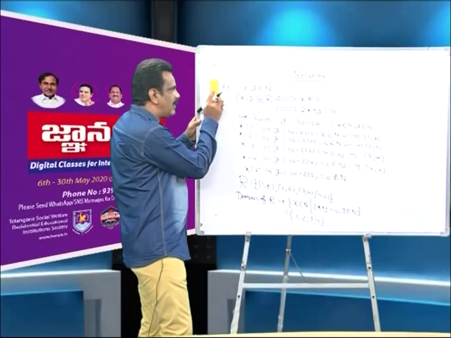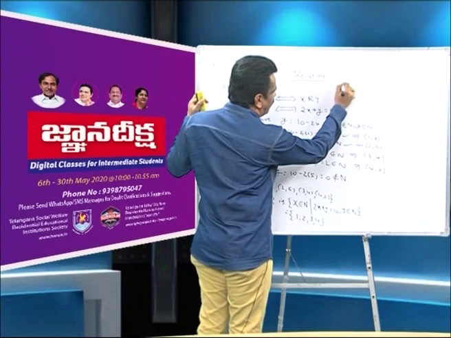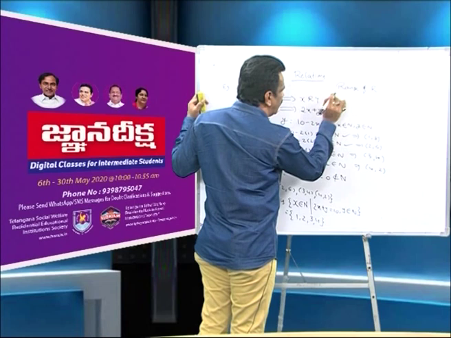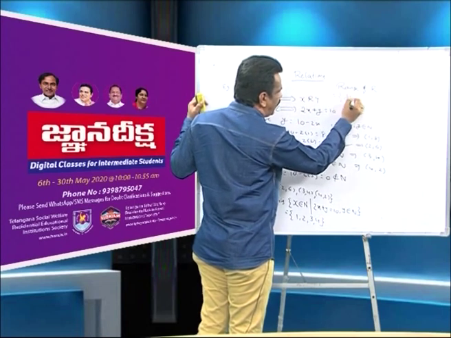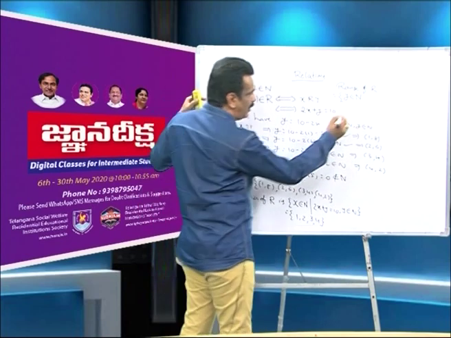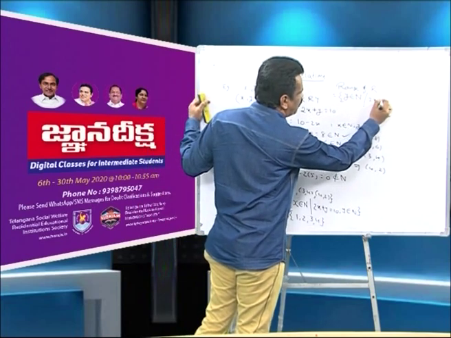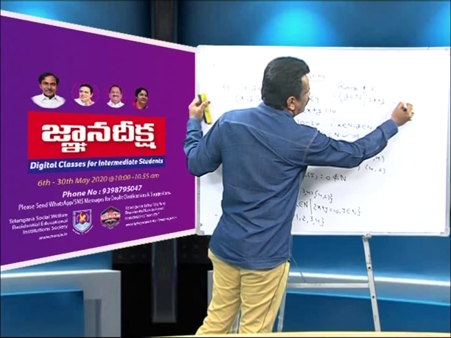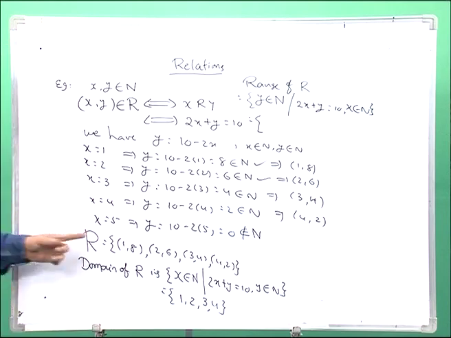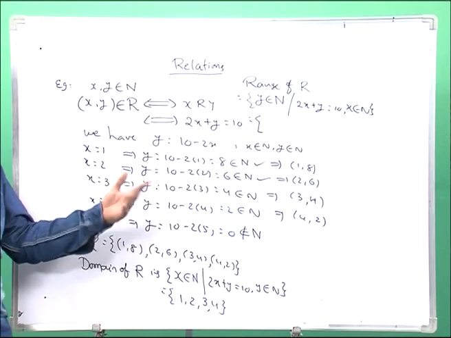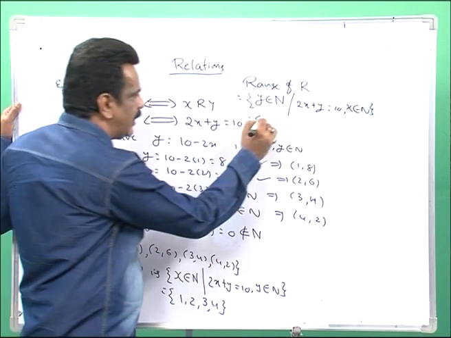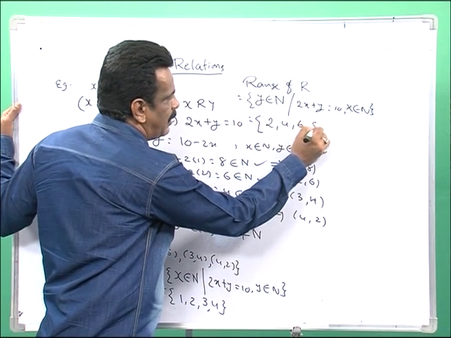And if you go for the range, we can write range of R. It is, by definition, the set of y values which are natural numbers obtained by the relation 2x plus y equal to 10, where x is also a natural number. So among these 4 ordered pairs, pick up the second coordinates: 8, 6, 4, 2. Let us write in increasing order: 2, 4, 6, 8.